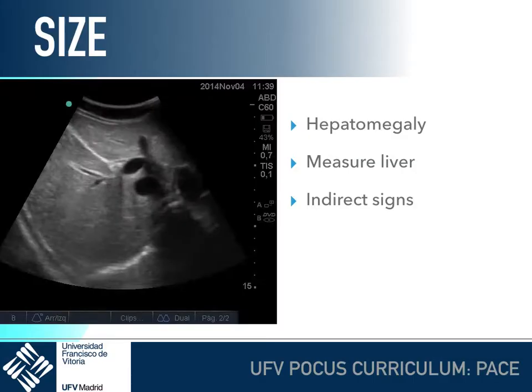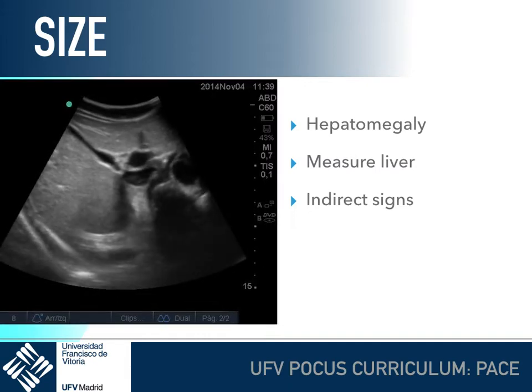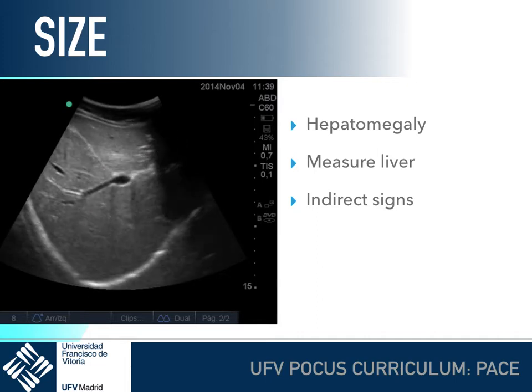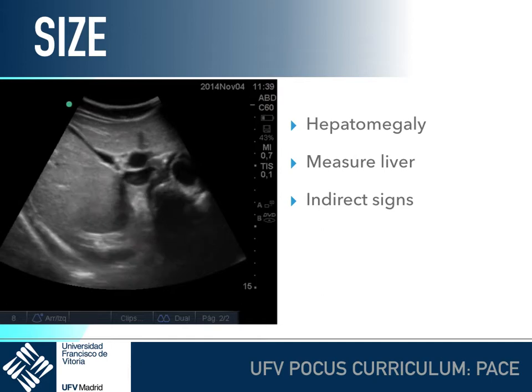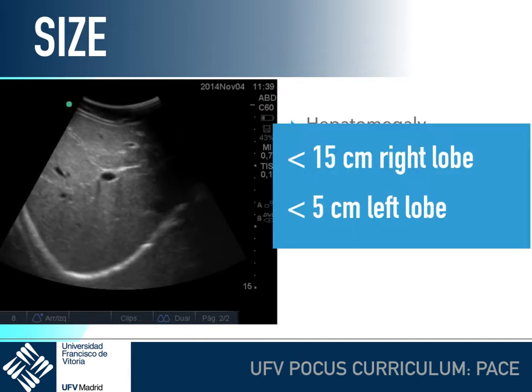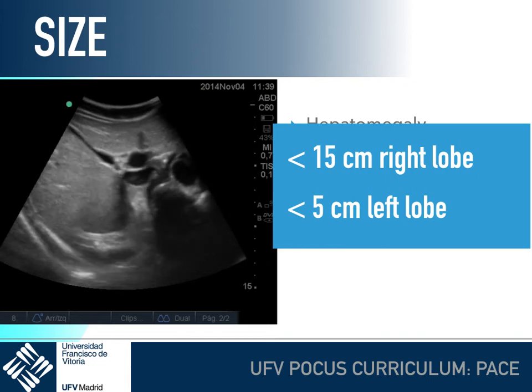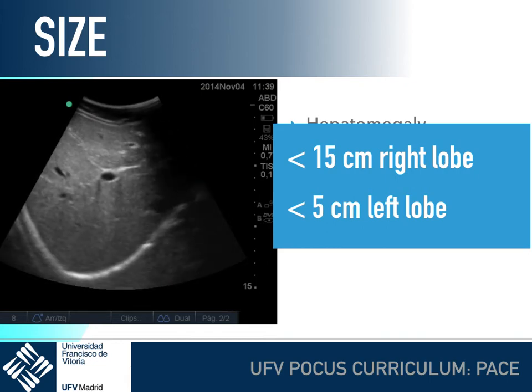The size. We can assess the size, we can measure the size, and we can assess hepatomegaly, which is the abnormal enlargement of the liver, by indirect signs. If you need to measure, the magical figures are less than 15 centimeters for the right lobe and less than 5 centimeters for the left lobe.